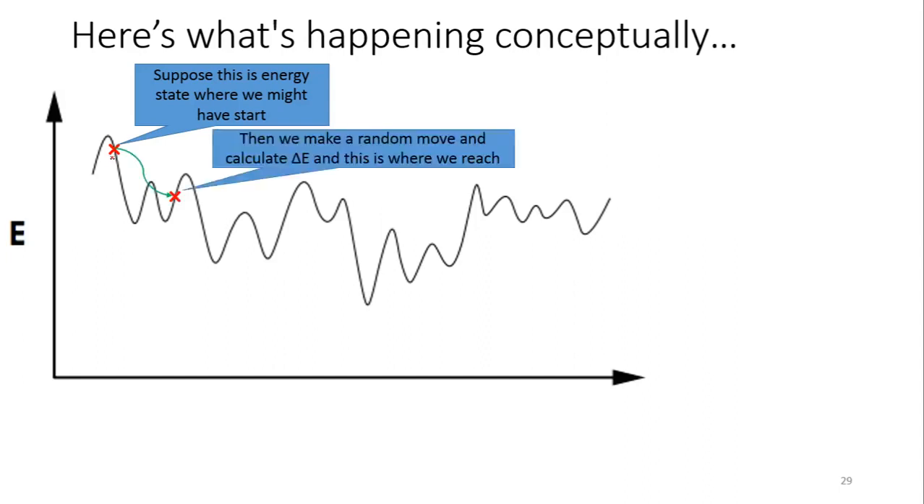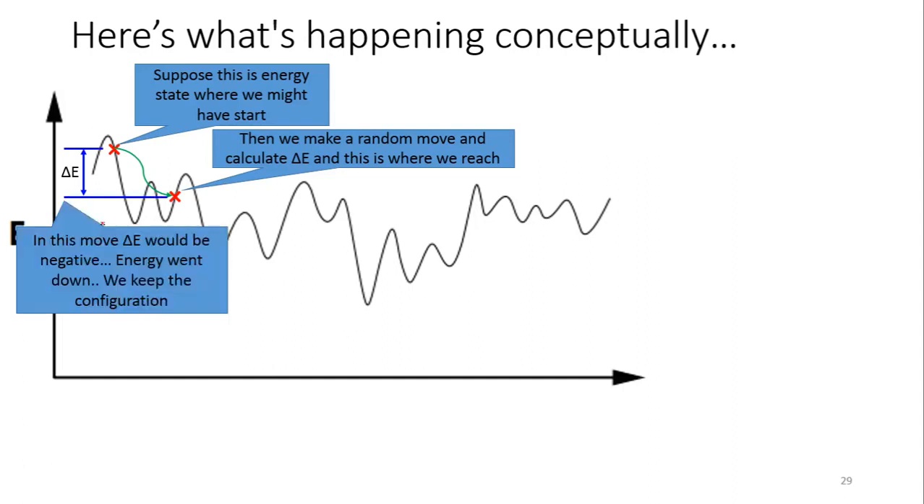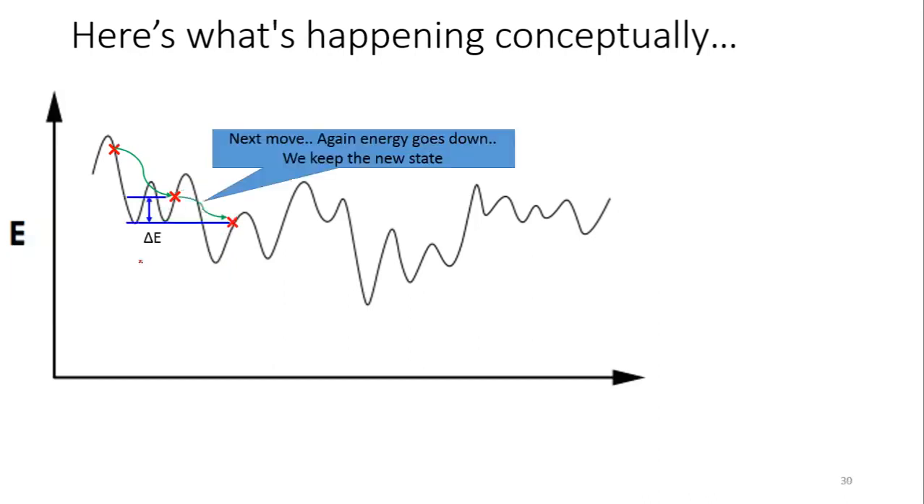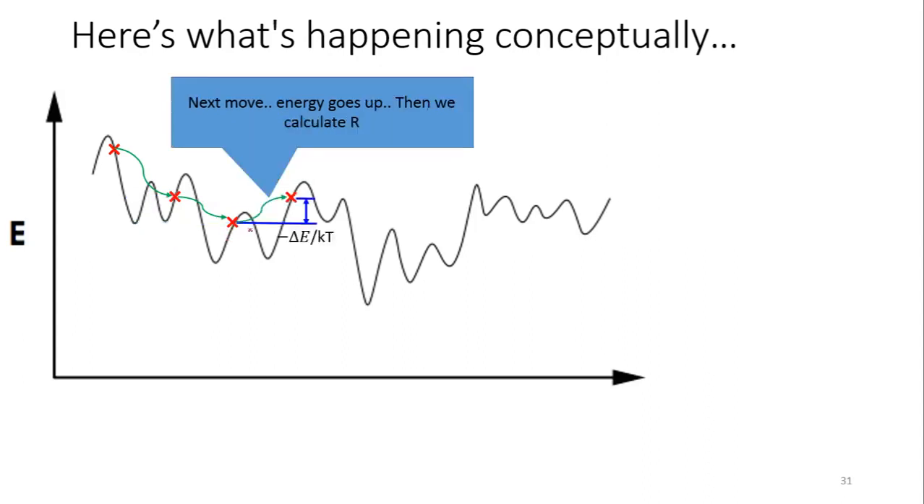Then when we make a random move and calculate that delta E, say, for example, this is where you end up in your energy landscape. Next you calculate this delta E. In this move the delta E would be negative, the energy went down, therefore we keep this particular state of configuration. Then we move on to take the next move. Again you can see the energy goes down, so we would again keep this new state.